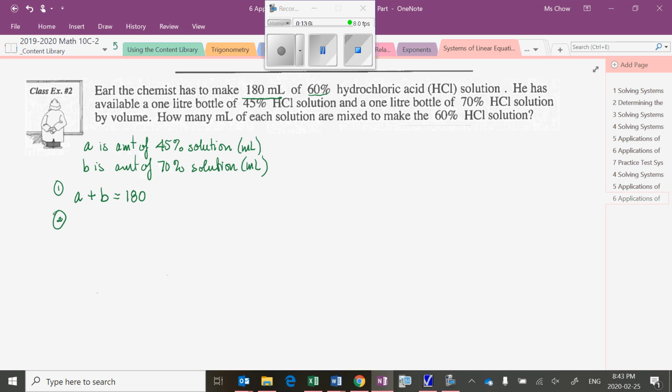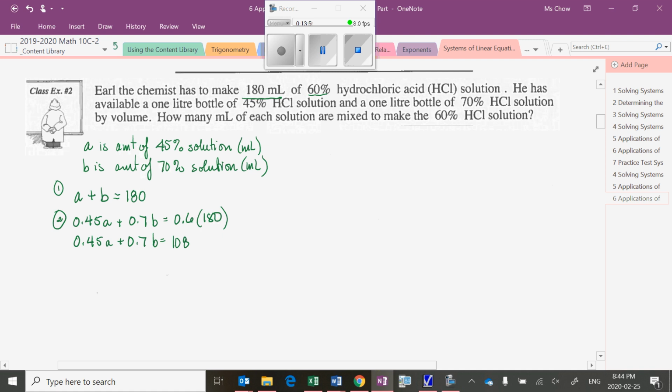So we've got 45%, so 0.45 of A plus 70% or 0.7 of B, and that has to equal 60% or 0.6 of A plus B, but A plus B is obviously also 180. So rather than 0.6 times A plus B, we'll just make it 0.6 times 180. Then I'll clean that up by writing out what that is. 0.6 times 180 is then 108 milliliters, essentially.